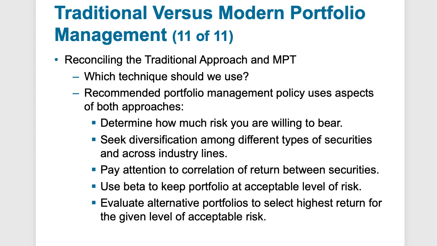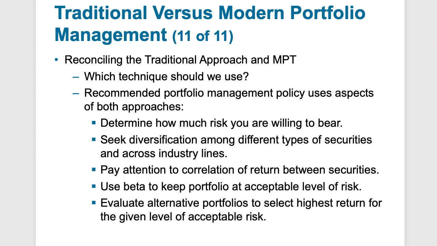Both approaches will help determine the risk that you're going to bear as a portfolio, creating a portfolio investment. So growth portfolios are going to have more risk than, say, income portfolios. Now, utilizing math, the modern portfolio approach, we could more easily put a number on that risk, such as beta or the required return. Seeking diversification among different types of securities across different industry lines is more of a traditional approach that would take some research to know what companies fall into which industries, but you still want to look at the correlation between returns of those securities. And beta is what's going to help us measure the correlation to keep the portfolio at an acceptable level of risk or an acceptable level of beta.